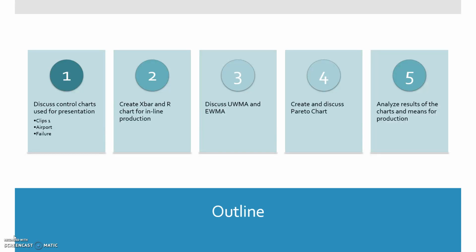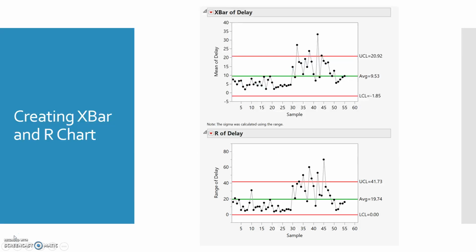So first we're going to discuss the different types of control charts using the CLIPS 1, airport, and failure data sets. First we'll talk about the X-bar and R chart for inline production. Then we'll move into discussing the UWMA and EWMA. Then we'll discuss the Pareto chart. And then finally, we'll not only analyze the results of each of these charts, but we'll discuss how they are used to improve production.